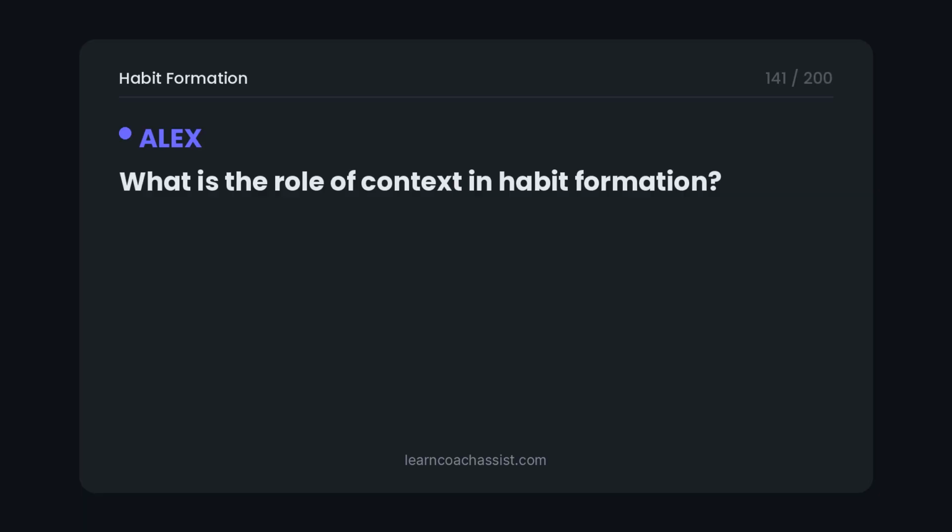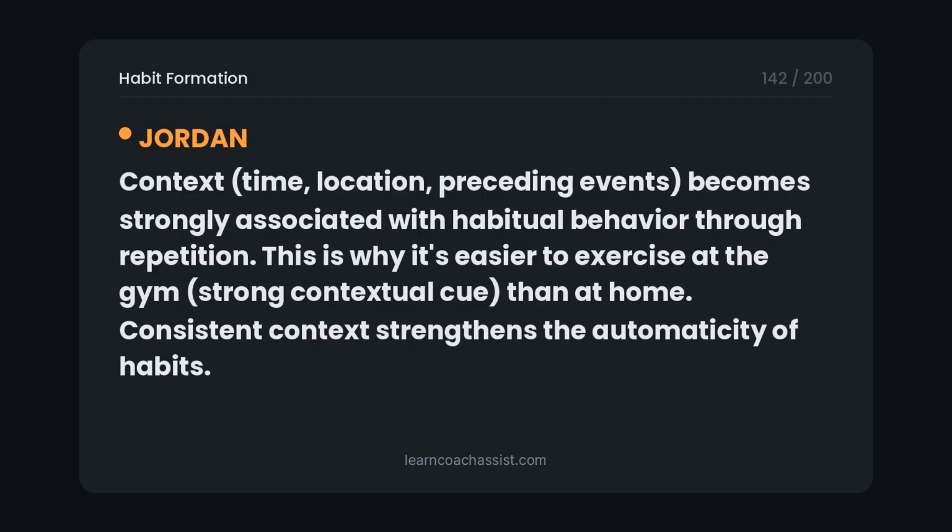What is the role of context in habit formation? Context, time, location, preceding events, becomes strongly associated with habitual behavior through repetition. This is why it's easier to exercise at the gym, a strong contextual cue, than at home. Consistent context strengthens the automaticity of habits.